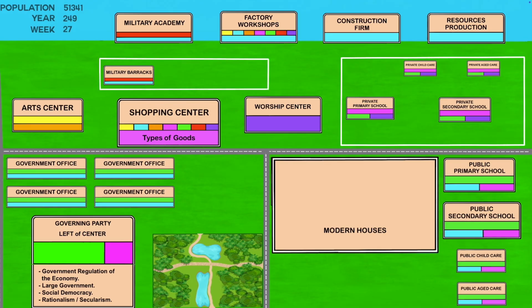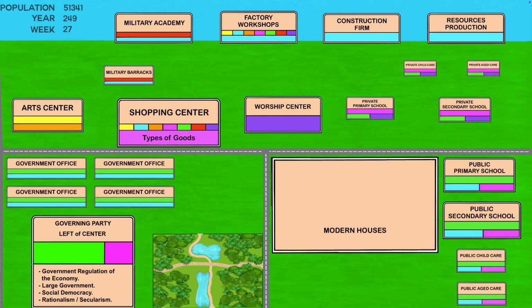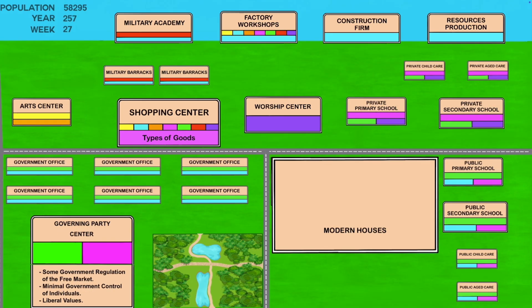The party wins a second term and then a third term, which is rare in the politics of modern societies. And it adds 2 more government offices during its third term to increase the number of government programs. Then, in the year 256 election, the centre party returns to office. And once again, we see a rebalance of government funding to the moderate position.